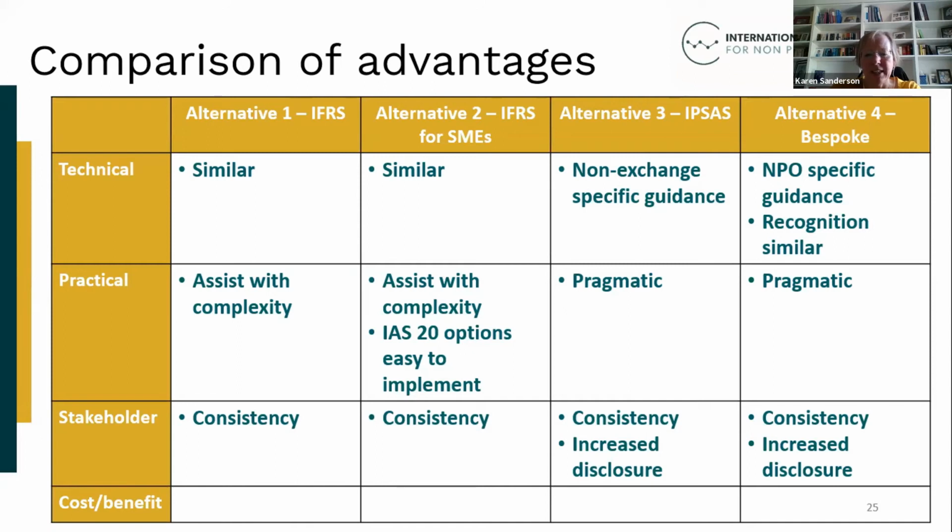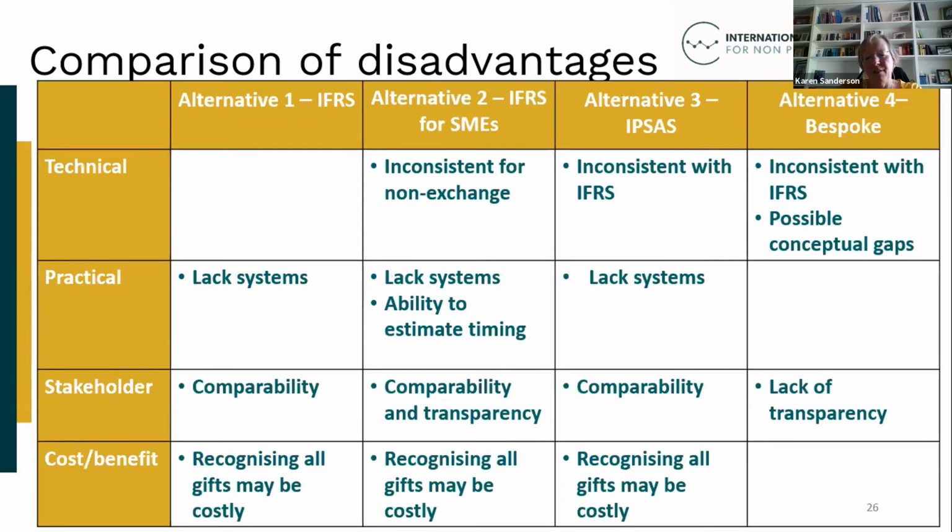From a stakeholder perspective, the guidance can assist in providing greater consistency of application, and with alternatives 3 and 4, there would be additional disclosures that could be helpful to stakeholders, with alternative 4 providing further disclosures that may go even further to meeting stakeholder needs. Looking at the disadvantages, from a technical perspective, you can get quite different results depending on which international framework is used. And notably, with the bespoke approach in alternative 4, there is a risk that it could lead to conceptual gaps depending on how far it departs from the existing frameworks.